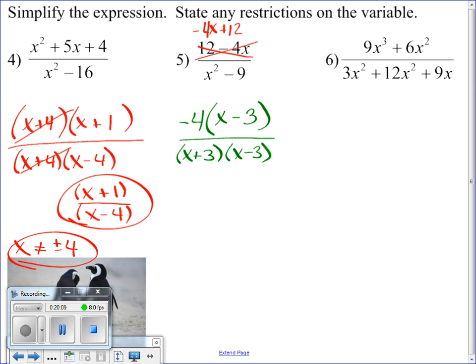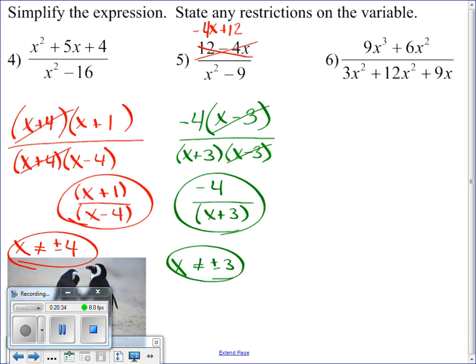Step 2, restrictions. What are my restrictions? Good. Plus or minus 3? Anything cancel? X minus 3s. So left over on top, we have a negative 4. On the bottom, x plus 3. And I'm good.